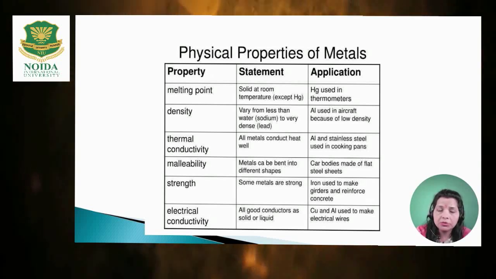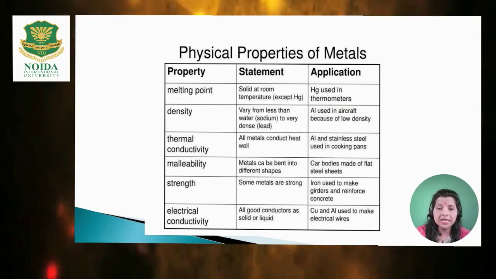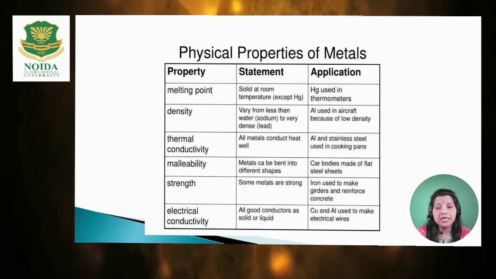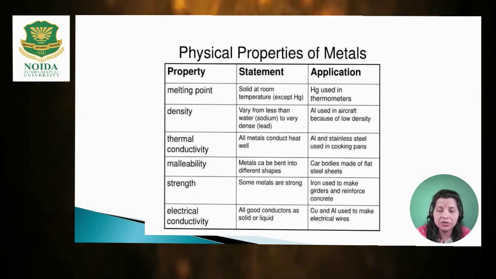If we are talking about density, metals are generally very dense, and they can be heavier or lighter than water, as for example sodium and lead. Aluminium is used in aircraft because of its low density. Then for thermal conductivity, all metals conduct heat well.